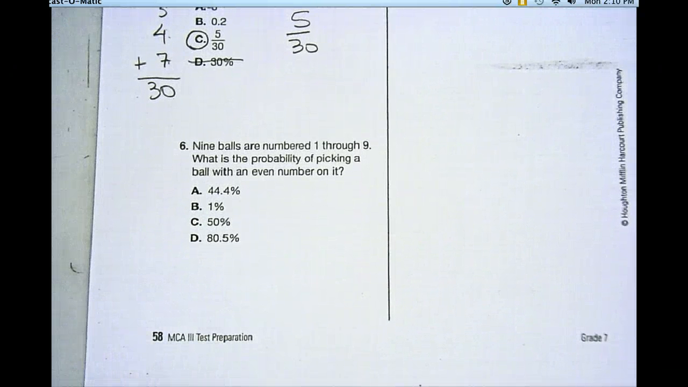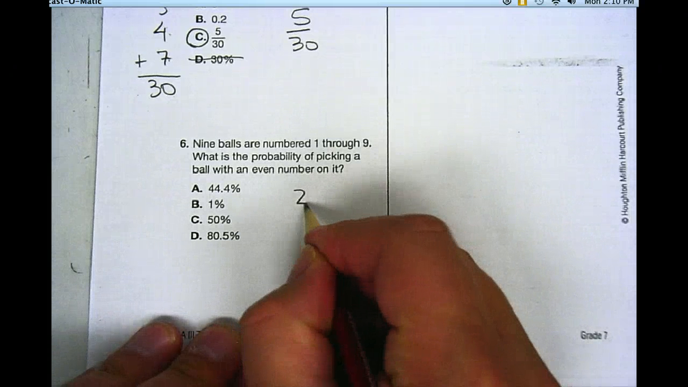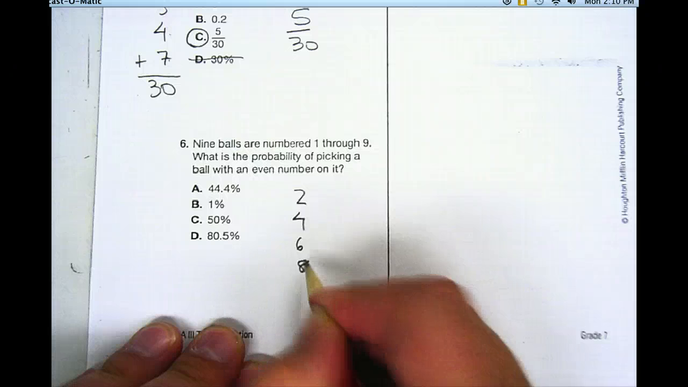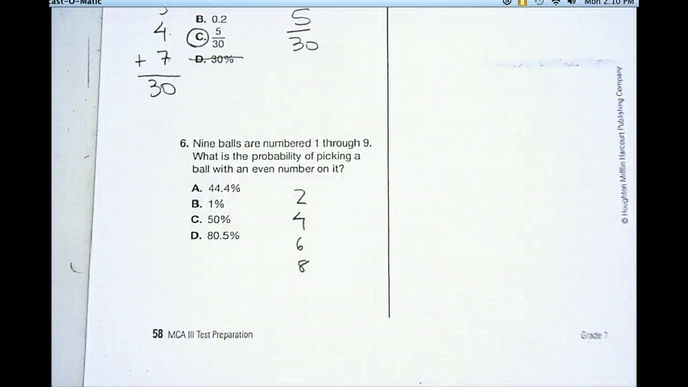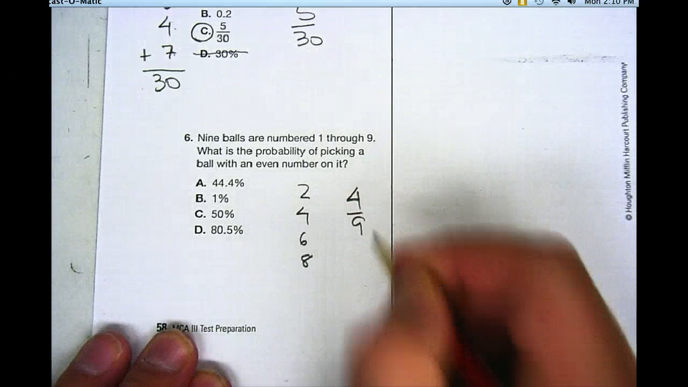Number 6 reads like this. 9 balls were numbered 1 through 9. What's the probability of picking a ball with an even number on it? So there's 9 different balls. The ones that have even are going to be 2, 4, 6, and 8. So there's 4 total out of 9. So I know that 4 out of 9 is the fraction that I'm looking for.